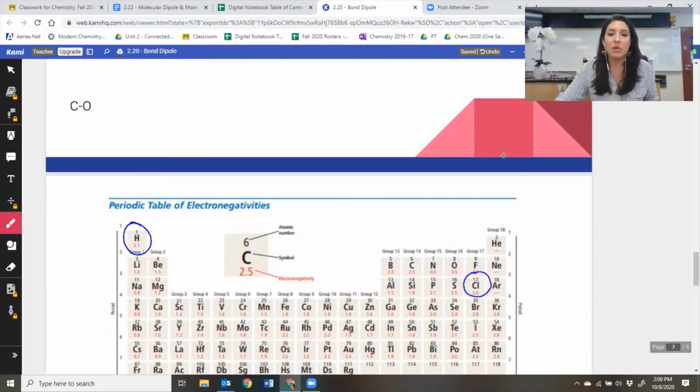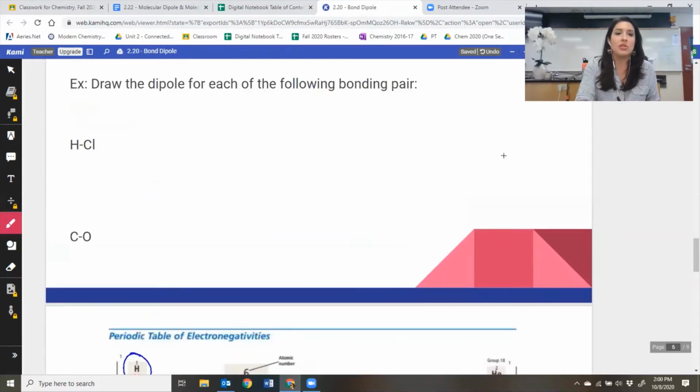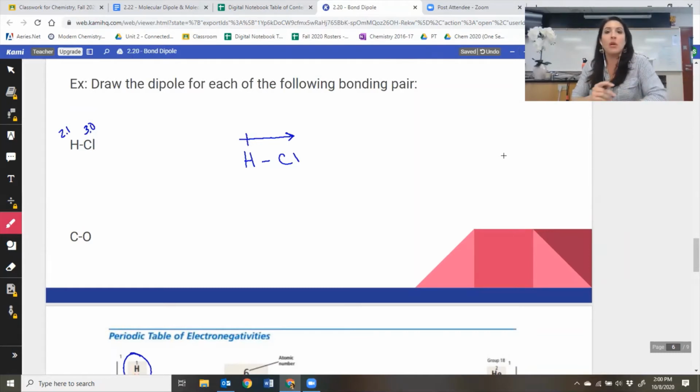Chlorine there at 3.0. So 3.0 for chlorine, 2.1 for hydrogen. By convention, we will draw the dipole pointing towards the more electronegative element, chlorine, and by convention, we will cross the tail at the less electronegative element, hydrogen. So the arrow is pointing towards the direction where electrons are more likely to be in this bond.